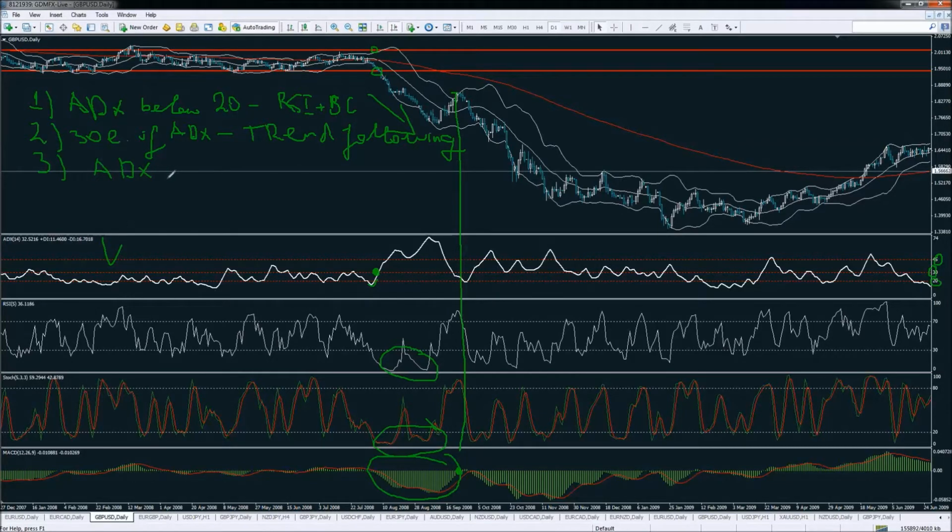At level of 45 or above, 45 and above, this is where we should book our profits. It's very important. Level of 45, we're booking our profits.